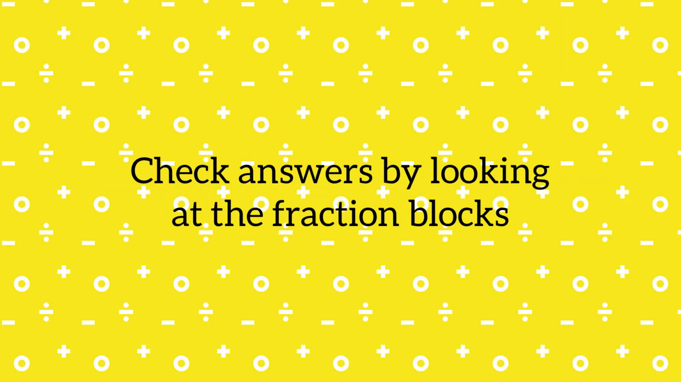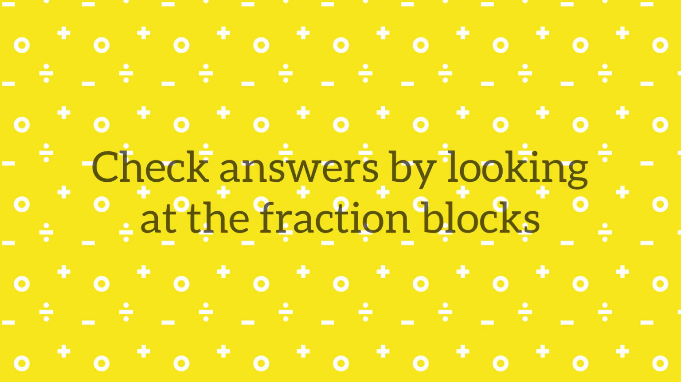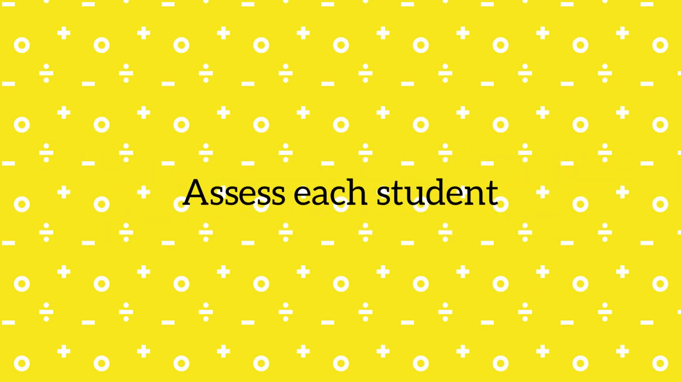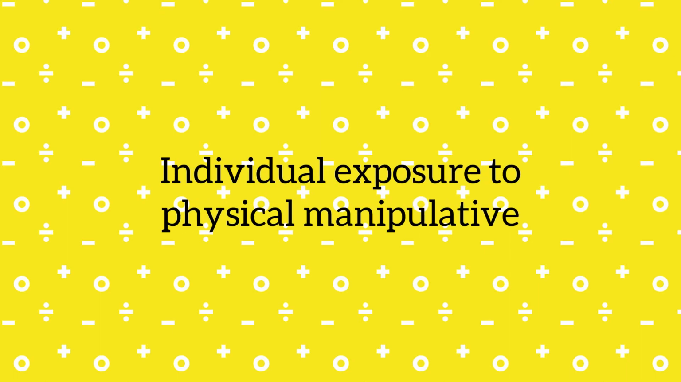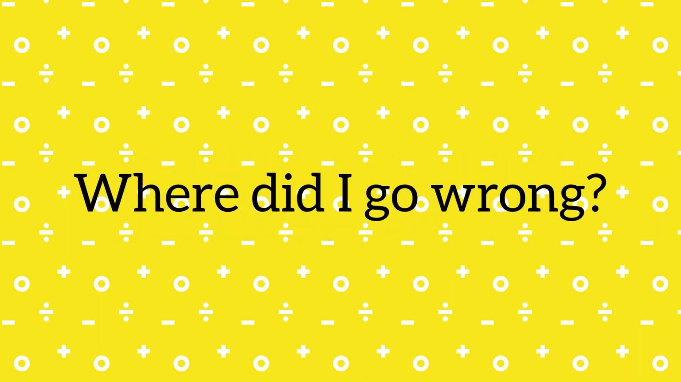Finally, a similar strategy can be applied in which the fraction blocks are used as an exit ticket. Each student is asked to pick the larger of the two fractions and are presented with the corresponding fraction blocks after their answer. This allows the teacher to assess each child's understanding of comparative fractions and allows the student individual time with the teacher in which the physical representation of the question is provided to them and, if they answer incorrectly, allows them to see why they were incorrect.